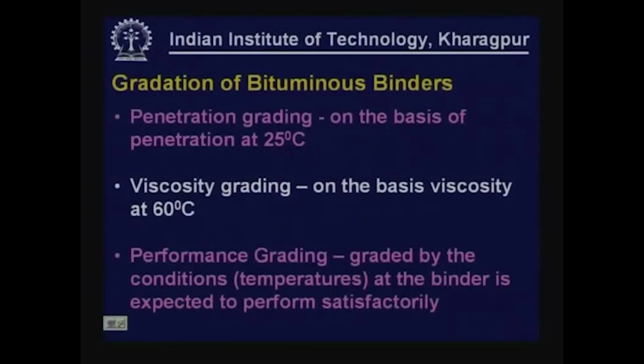In performance grading, the binders are graded by the conditions, usually the service temperatures, at which the binder is expected to perform satisfactorily. These are selected in such a way that they are suitable for a given location. For a given project site, if you identify the maximum and minimum service temperatures, then performance grading will give you a binder that is satisfactory under those conditions. Instead of saying that at 25 degrees centigrade this binder will have 80 penetration, or at 60 degrees centigrade it will give so much viscosity, this system helps in selecting a binder that will perform satisfactorily over a given range of temperatures specific to a given project site.